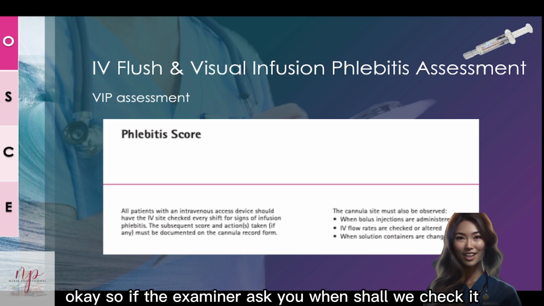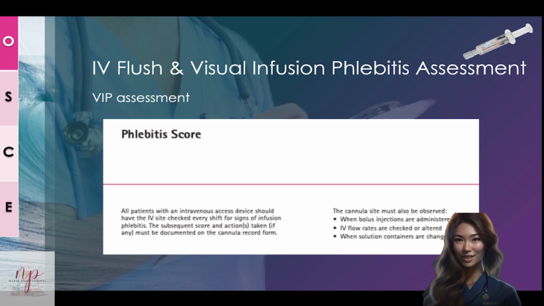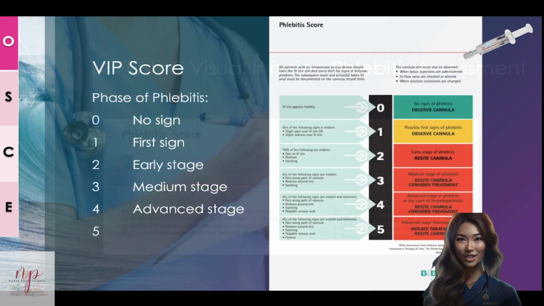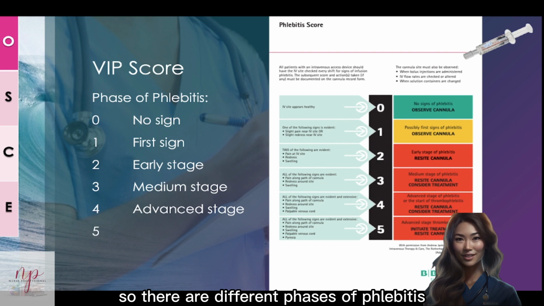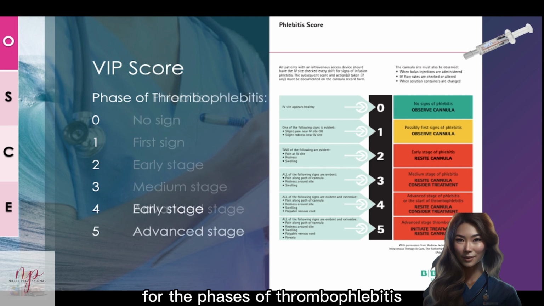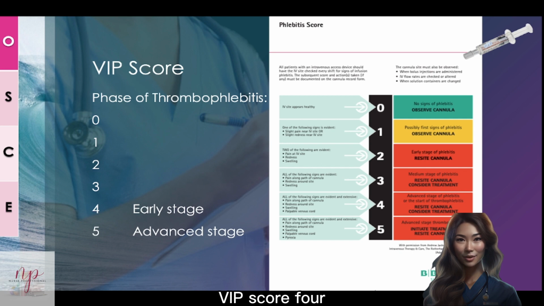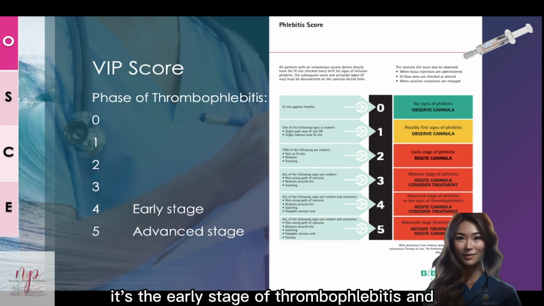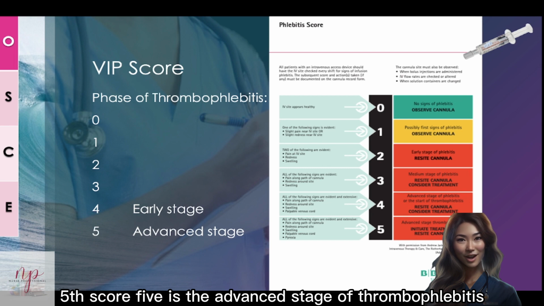Okay, so if the examiner asks you when shall we check it, you know where you can find the answer. There are different phases of phlebitis. First of all, 0 is no sign. 1 is the first sign, and then 2 is early stage, 3 is medium stage, 4 is advanced stage, okay? And then for the phase of thrombophlebitis, FIB score 4 is the early stage of thrombophlebitis, and FIB score 5 is the advanced stage of thrombophlebitis.